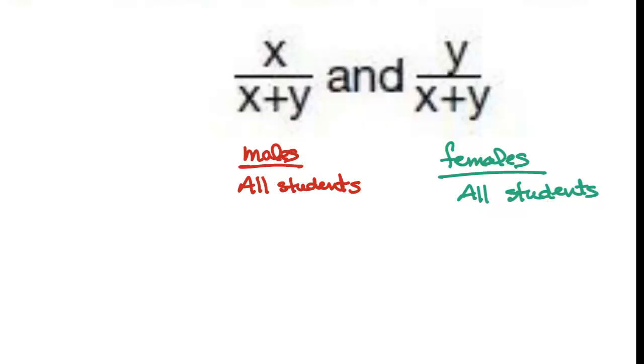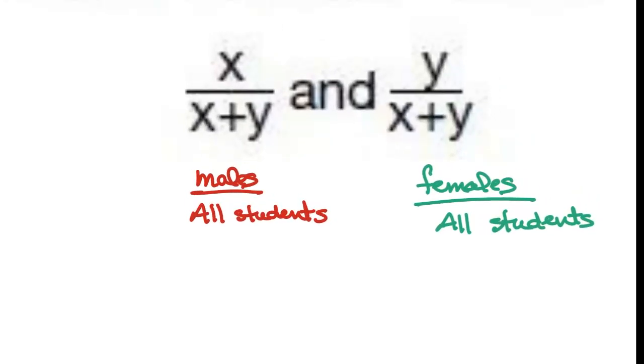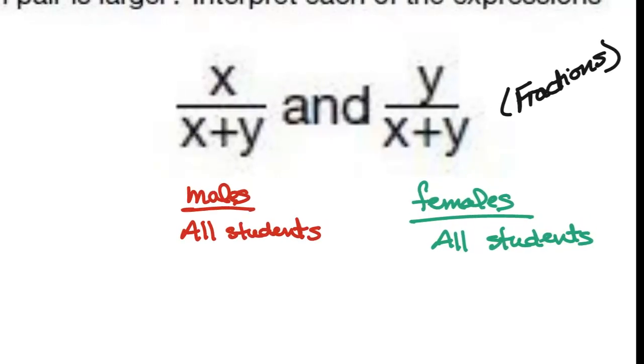What kind of numbers are these in general? Are these positive numbers, negative numbers? Are they whole numbers? Integers? What kind of numbers are these? If you have some number over another, they basically are going to be fractions, right? These are fractions. So which one is greater?